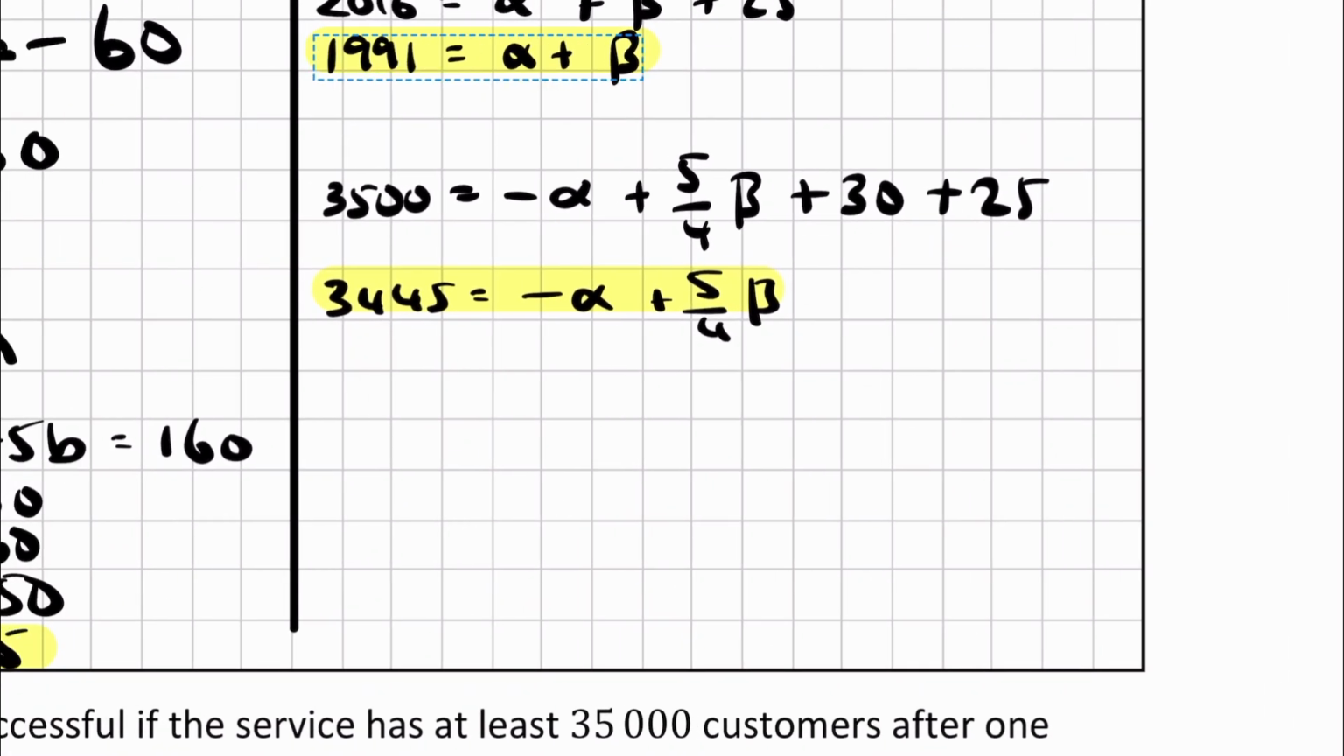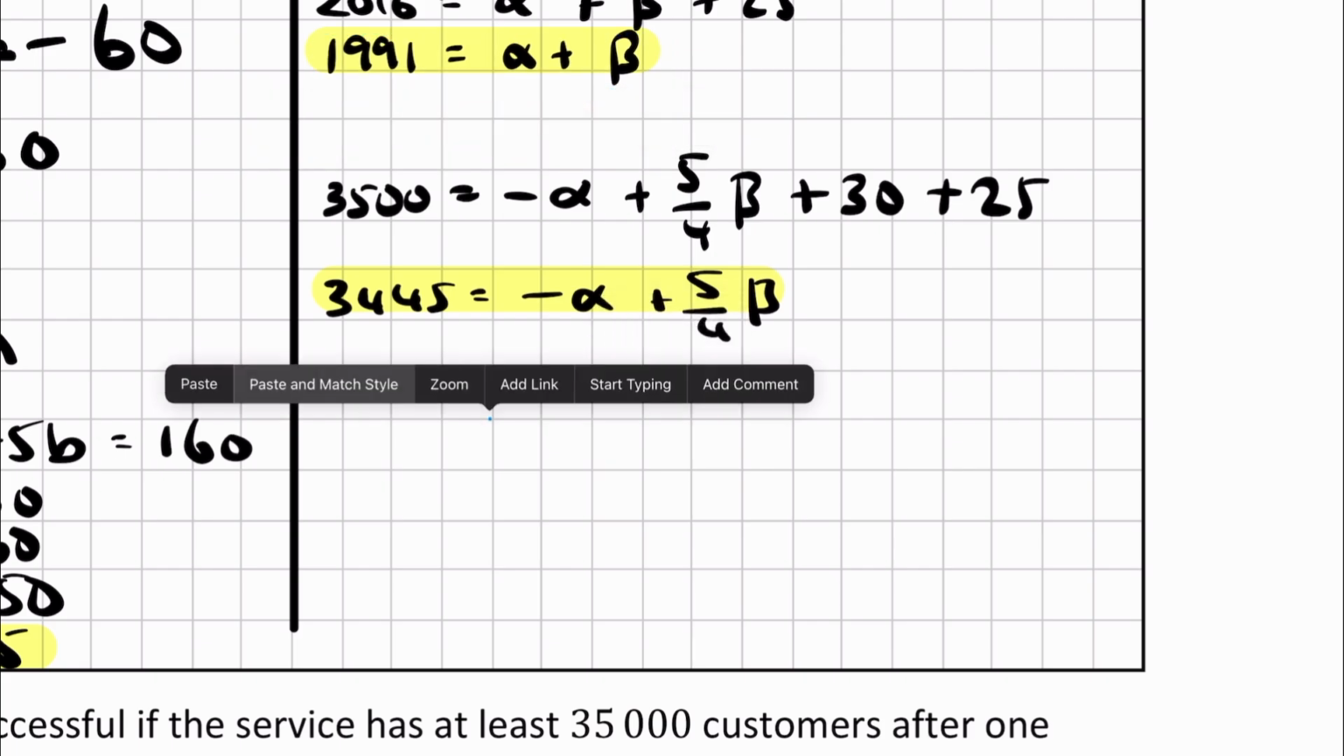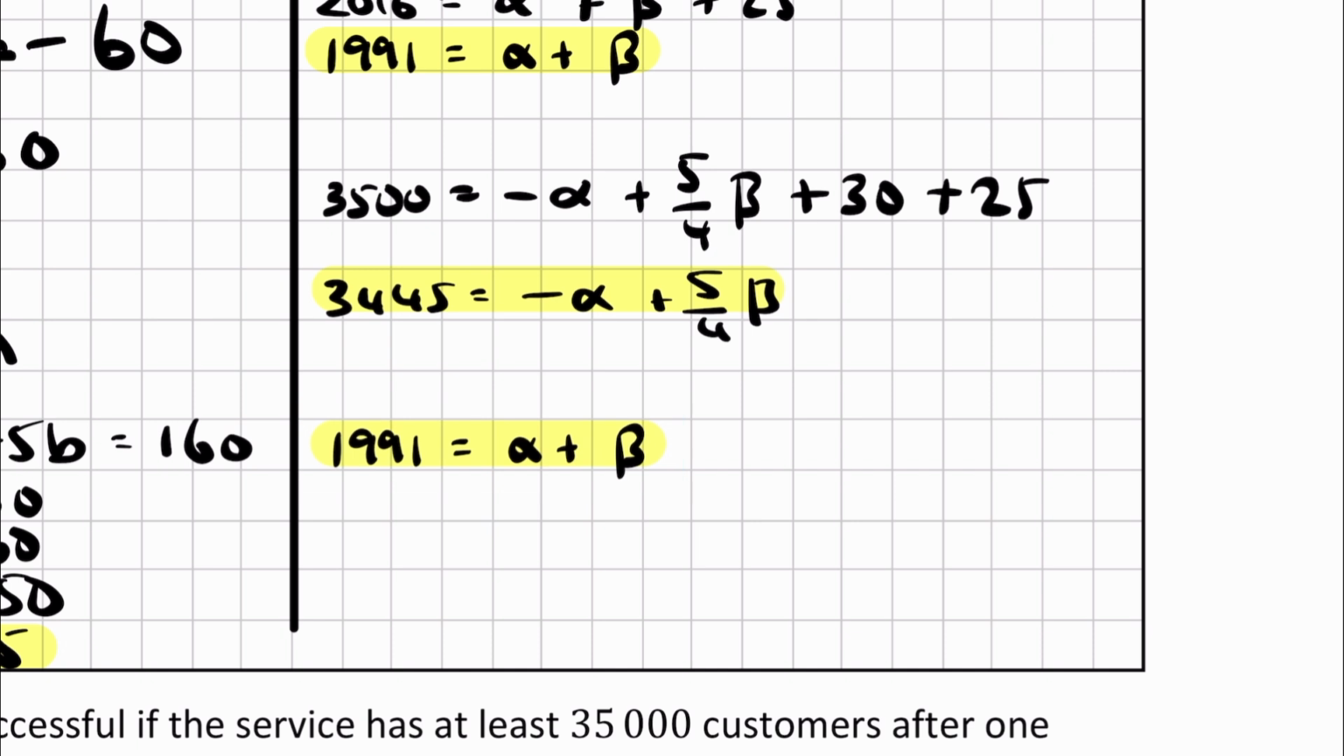So I'm going to say, okay, copy these, and paste them down here. And what I'm going to do is I'm going to say, okay, if I add these two together, then what I eventually get is 3,445 plus 1,991 equals 5,436. The alphas cancel, and I say 1 plus 5 over 4 is 9 over 4 beta.